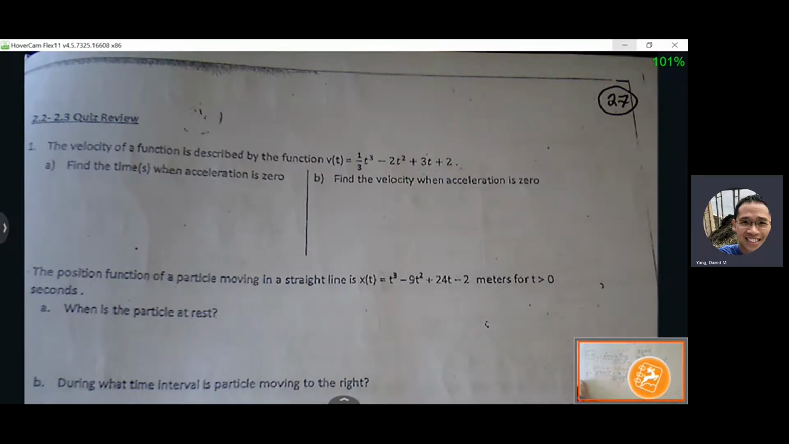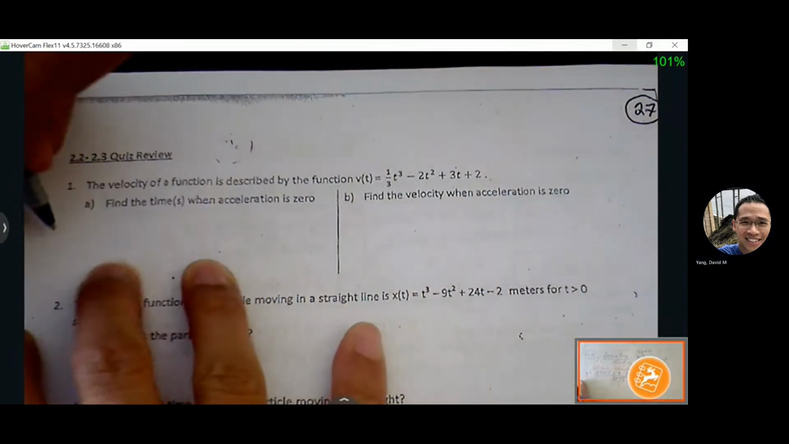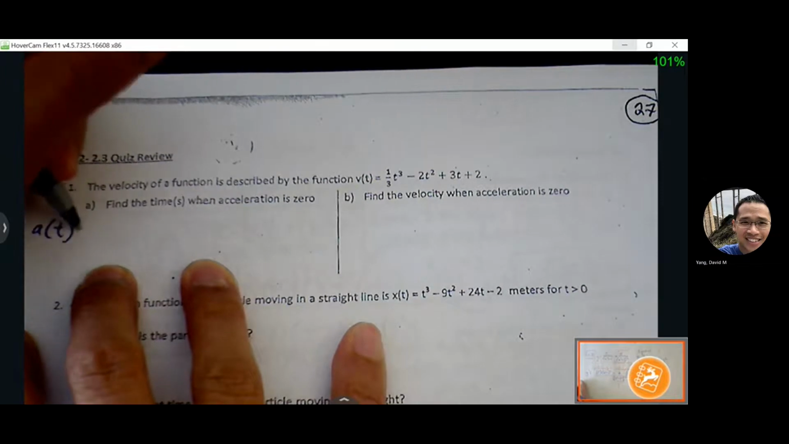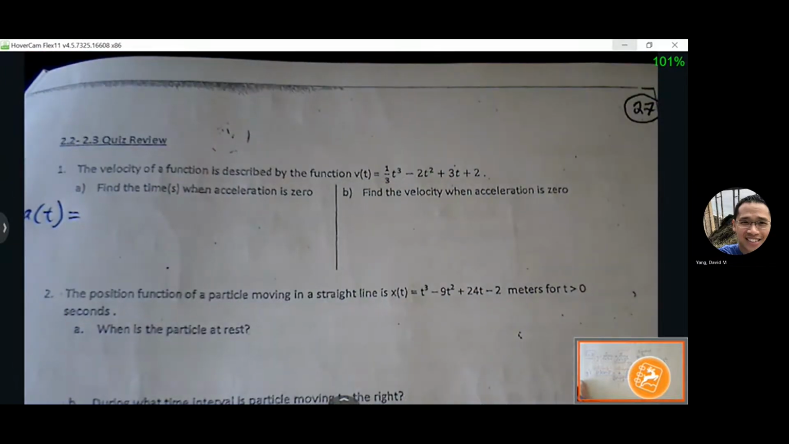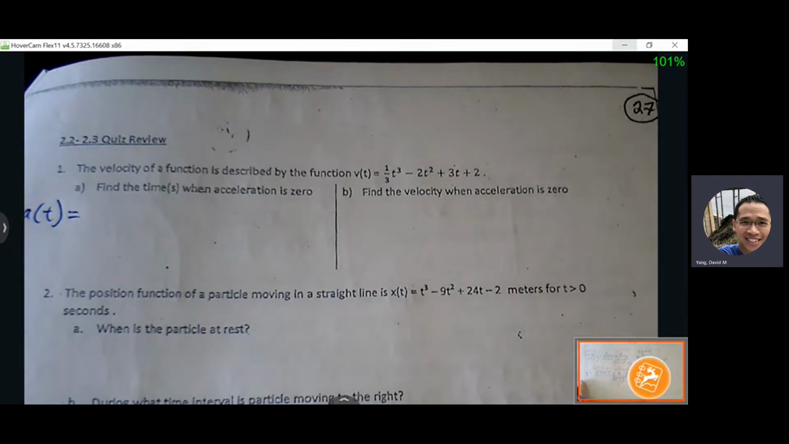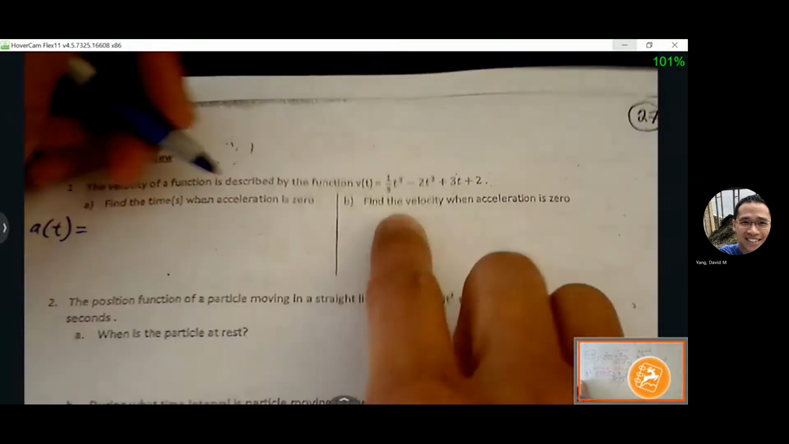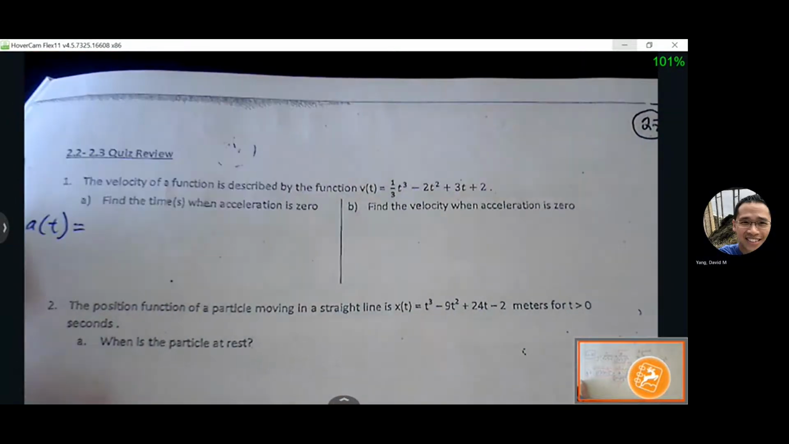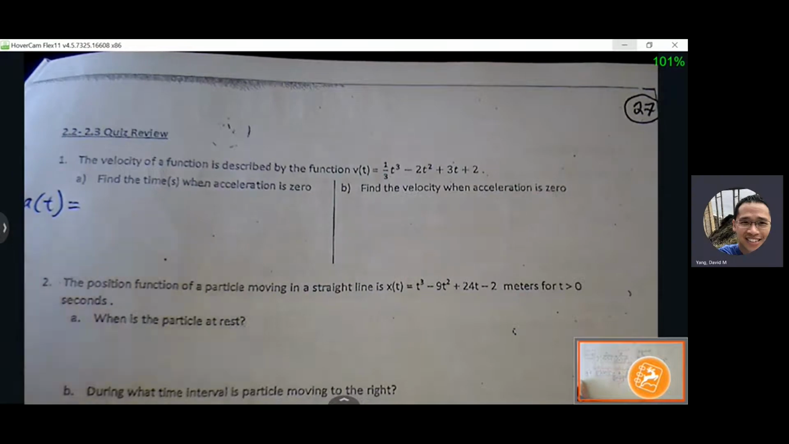So that's what we need for part A, right? We need to find acceleration first before we can figure out the time when acceleration is zero. So go ahead and find your acceleration function. Go through power rule for each of the terms, bring down the three, subtract one from the exponent. Hey, feel free guys to work ahead because there's the key on the next page. But I want to just make sure that you don't feel like you're stuck with the pace I'm going at.